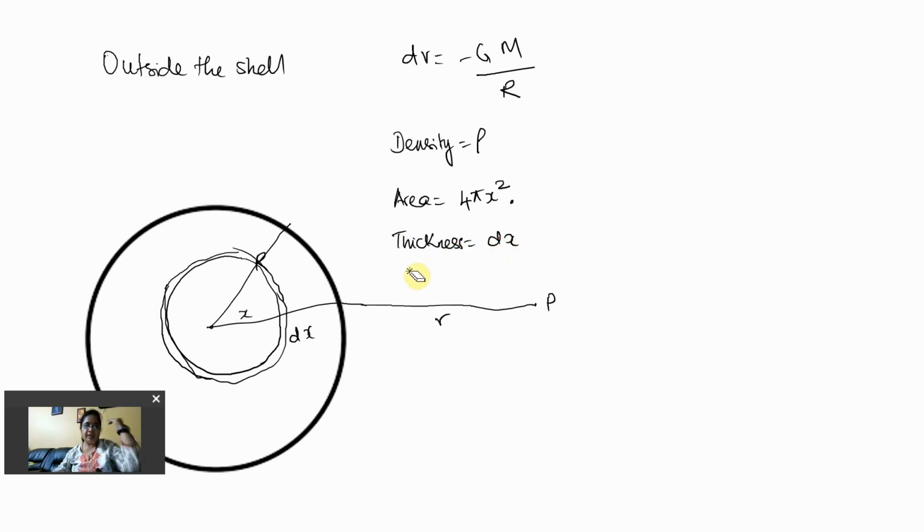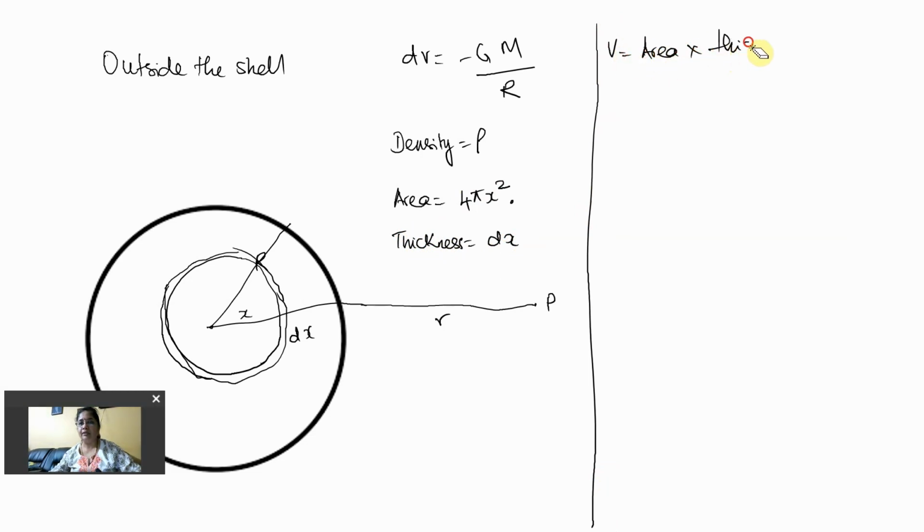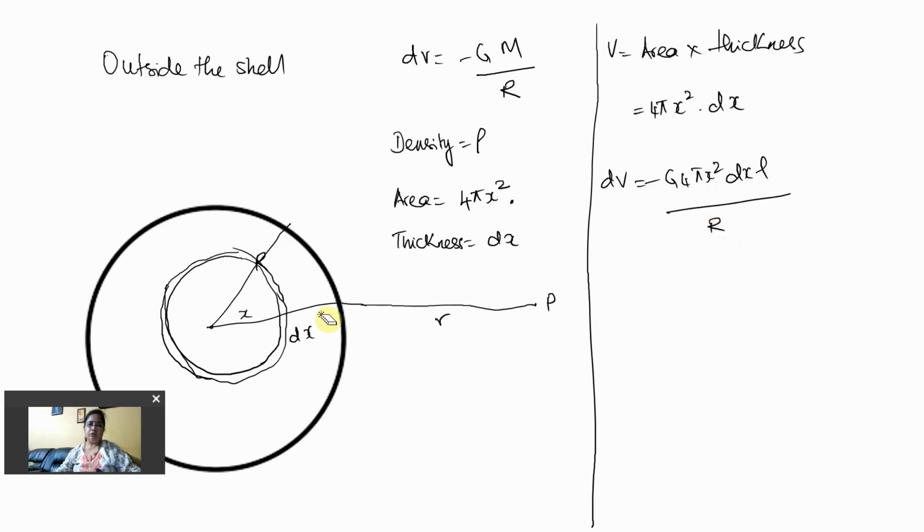So I am speaking about a three-dimensional object. So far we have seen area into rho, but here we need the volume. Volume is equal to this area into this thickness. The area is 4 pi x square and the thickness is dx, and mass is equal to volume into density. So dV is equal to minus G 4 pi x square dx rho divided by r. This is the potential due to this shell.